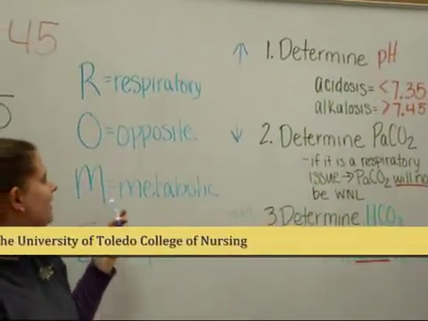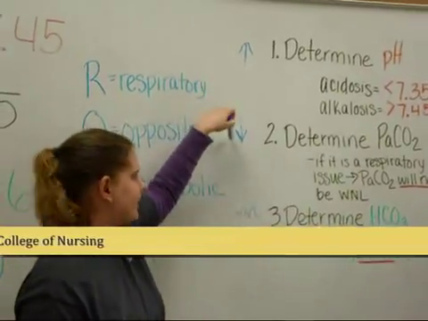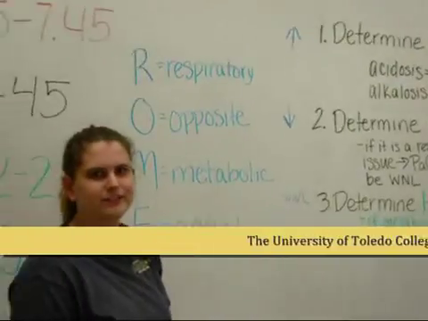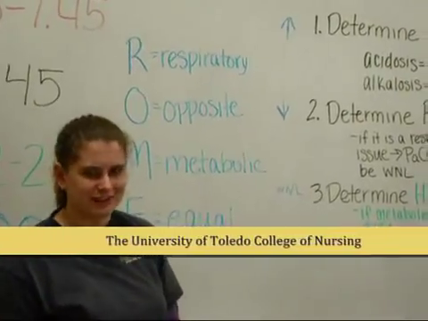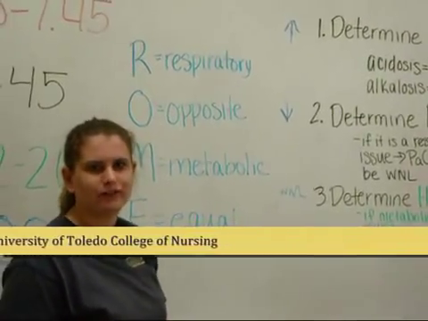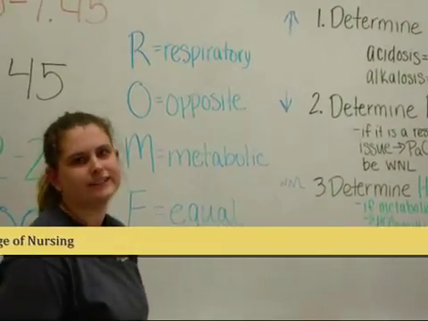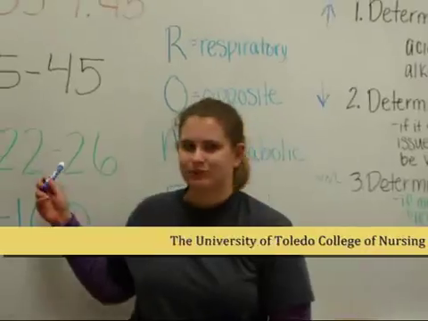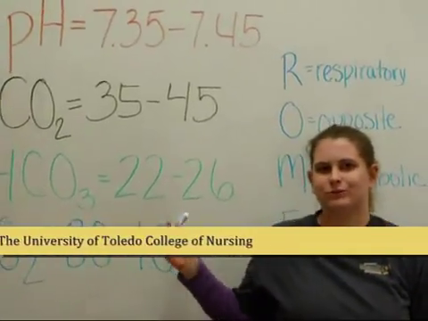And like I said, another double check: you can look at ROME again. The arrows are opposite. That means it's a respiratory problem. We're telling you a lot of ways to double check because it gets confusing when you're on the floor looking at ABGs or even on tests. You can get confused with arrows. And then again, it's extremely important to remember your normal ranges.